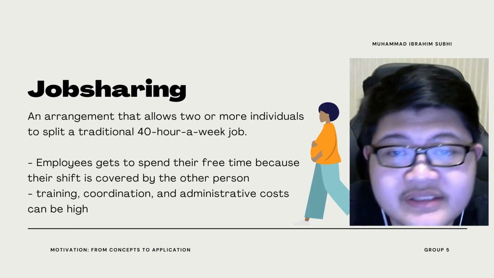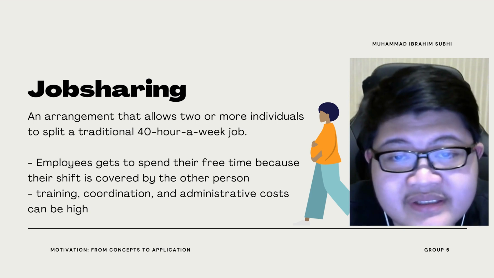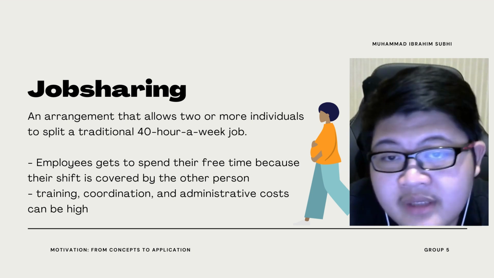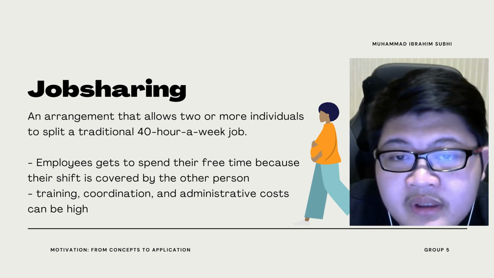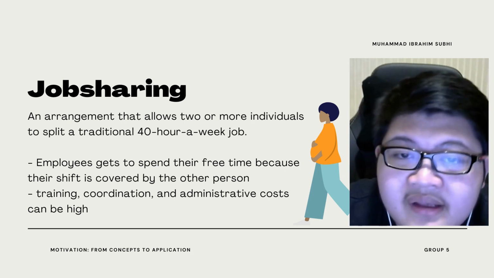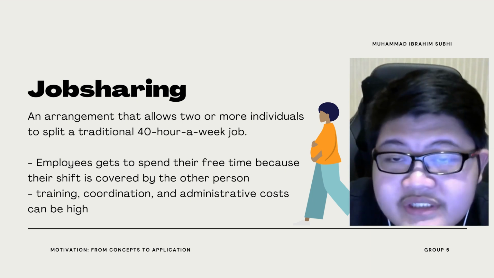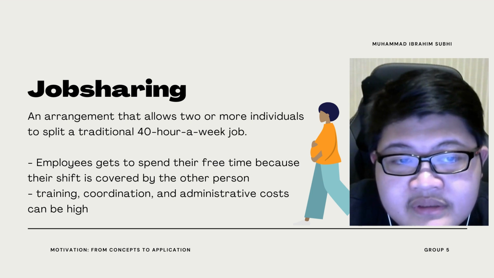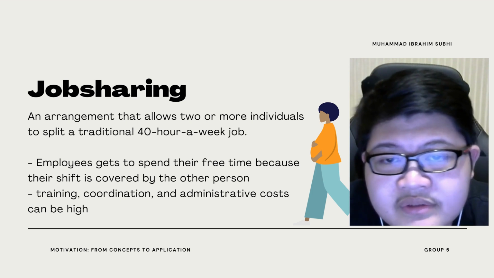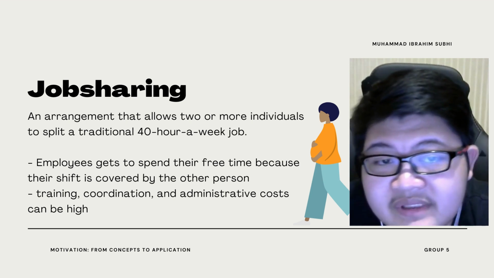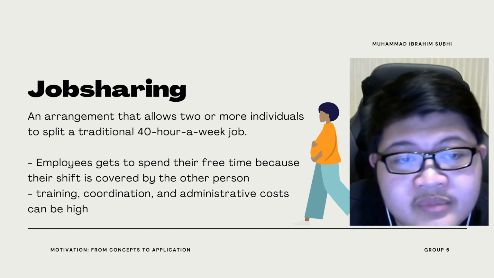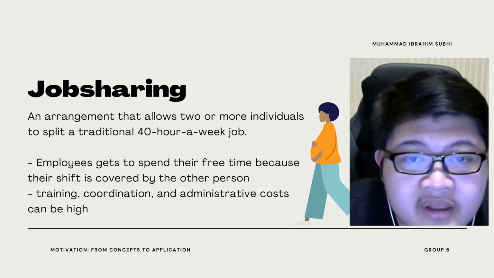So the next one is job sharing. Basically, job sharing is an arrangement that allows two or more individuals to split a traditional 40-hour-a-week job. For example, person A works every Monday, Wednesday, and Friday. Person B works every Tuesday and Saturday. And the next week, they will switch the shift or the arrangement. So they get a lot of free time without concerning about work, because their shift is covered by the other person. However, the training, coordination, and administrative cost might be expensive.